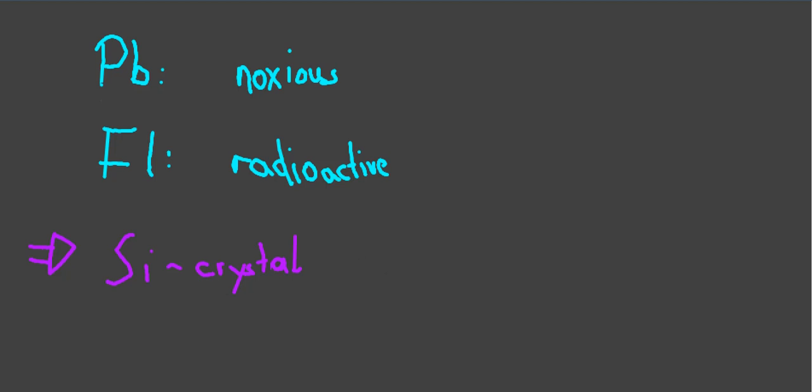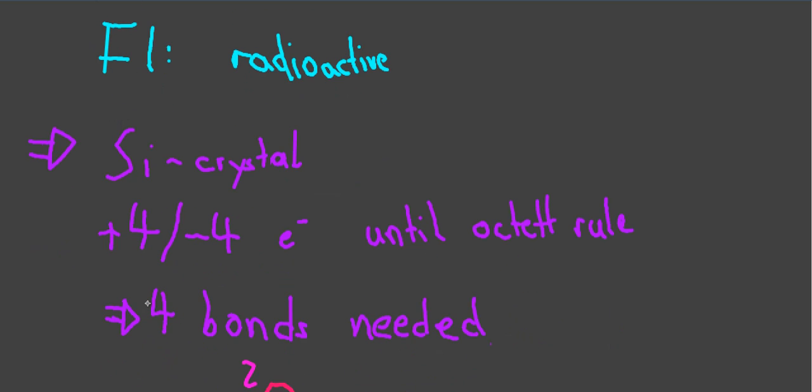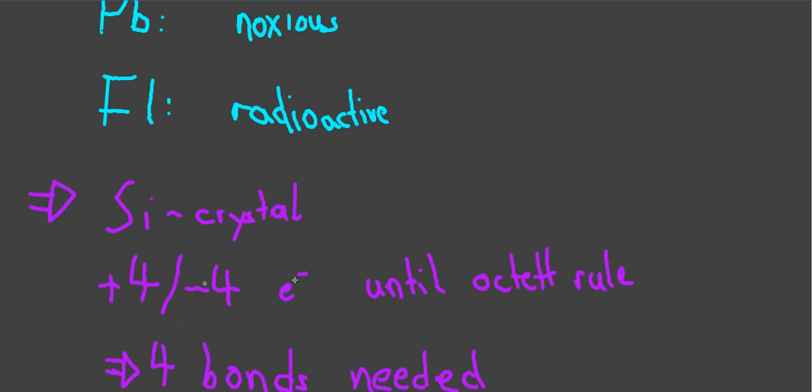So let's look at the silicon crystal. The silicon crystal, as I said, needs either +4 or -4 electrons until the octet rule. We're only going to look at the case of +4 electrons because that's the important case. And for the case that it needs +4 electrons, it needs 4 bonds, sorry. And why does it need them?